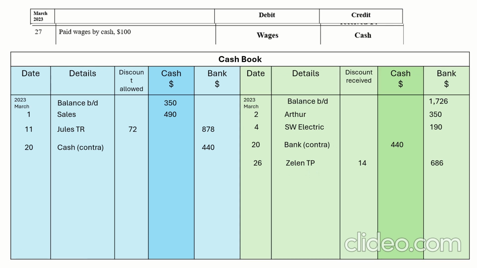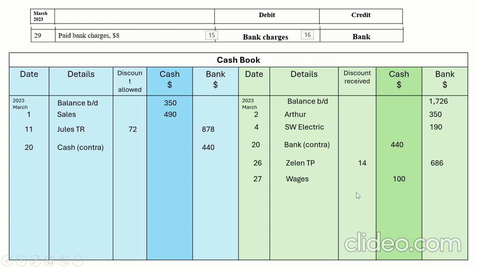Now, paid wages by cash 100 on 27th. It's a payment and it's paid by cash. Therefore, it affects the credit side of the cash book, cash column. Enter the date 27th. The details are wages and the amount is 100. Paid bank charges 8. It's a payment again. Reflects on the credit side, cash book bank column. 29th, bank charges, opposite account's name, and the amount should reflect in the bank column.